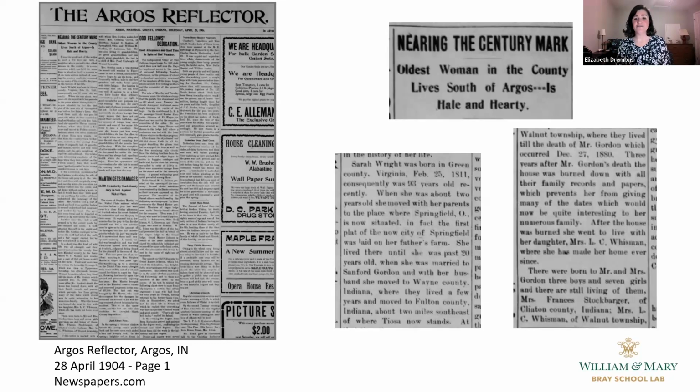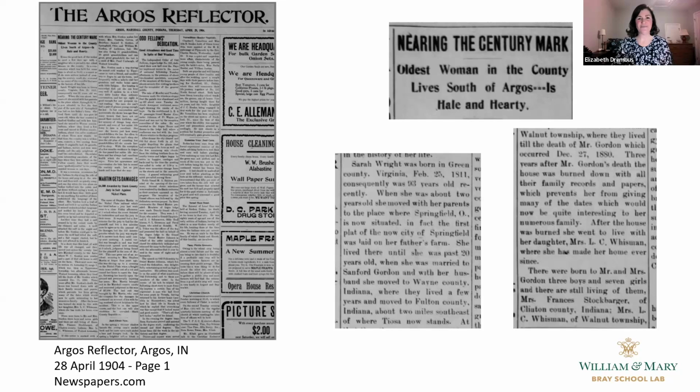The article went on to give her husband's name and a complete date of death. It also indicated that the house burned down and all of their family records perished. And I love the sentence where it says that which prevents her from giving many of the dates which would now be quite interesting to her numerous family. As a genealogist, your heart just kind of sinks thinking that all those papers could have been burned, and I still don't know who her parents' names are. One day I'll get back to it, but I just wanted to give that as an example of exactly what Teddy was just saying, that there's so much more information you can find if you are willing to go beyond the basic records and use newspapers.